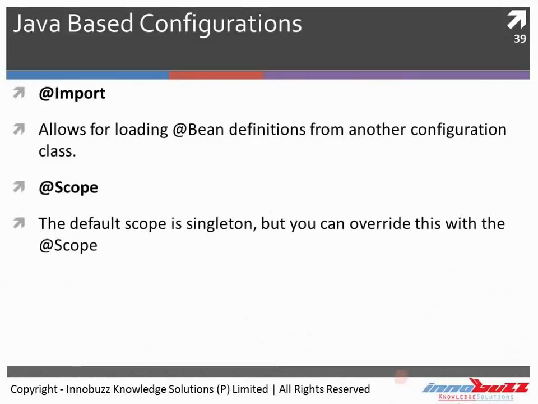@Scope, the default scope is singleton, but you can override this with the @Scope. So we have seen the scopes of bean, singleton and prototype. So you can also annotate using this @Scope within the class or a bean using this annotation by giving your scope of a bean. By default, it will be singleton.